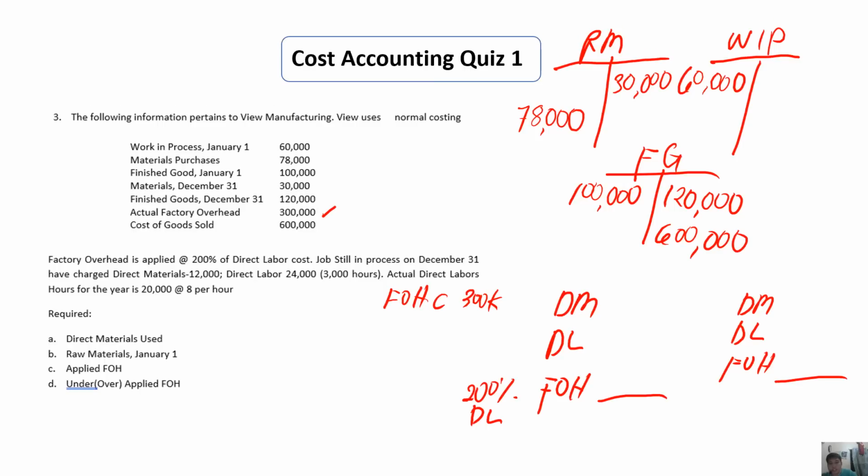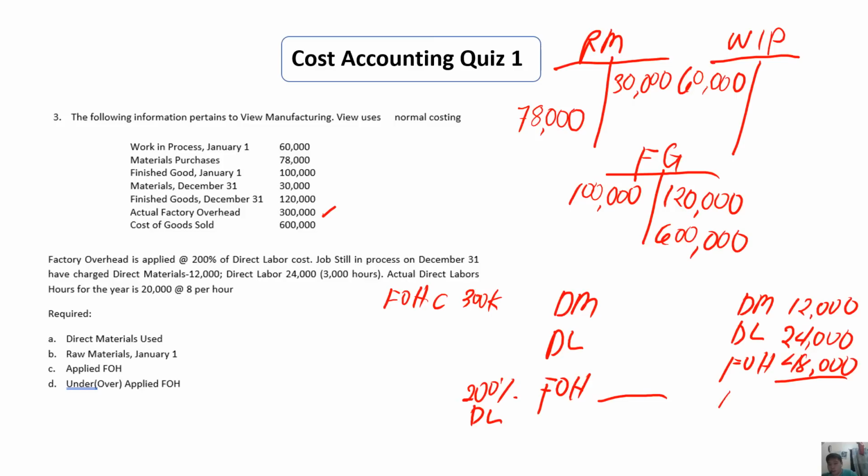So, magkano ba yung direct materials na natira sa production? Sabi daw dyan, meron tayong 12,000. Yung direct labor, we have 24,000. Factory overhead hindi given pero kaya natin compute kasi sabi daw dyan, 200% of the direct labor is applied to factory overhead. So, 24,000 times 200%, so that will be 48,000 pesos. Lagay natin 48,000 pesos.